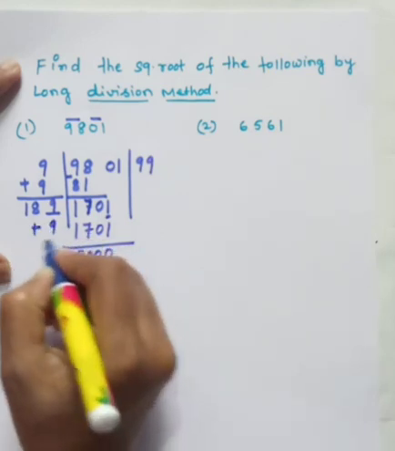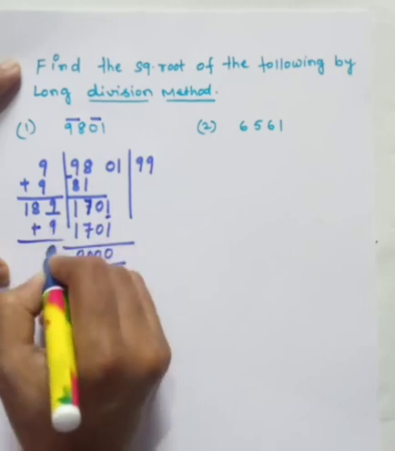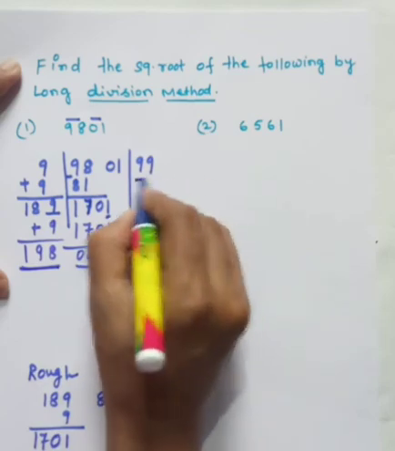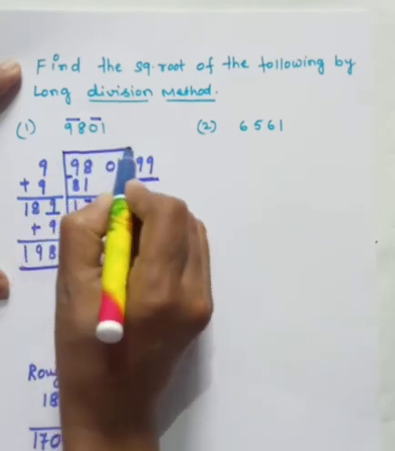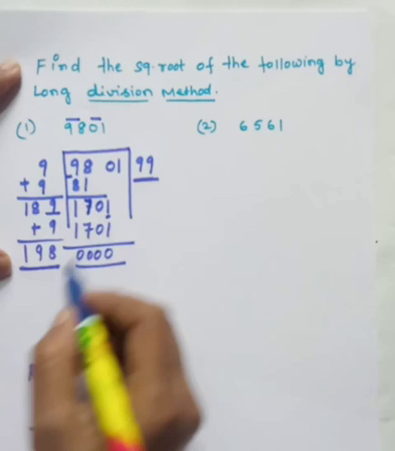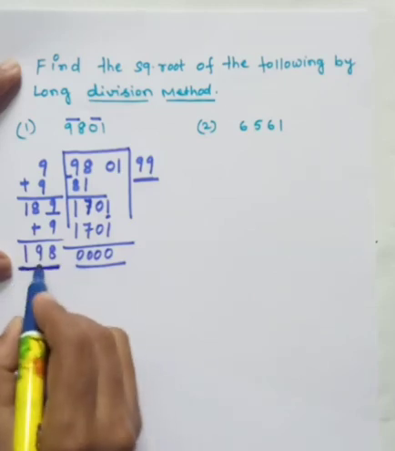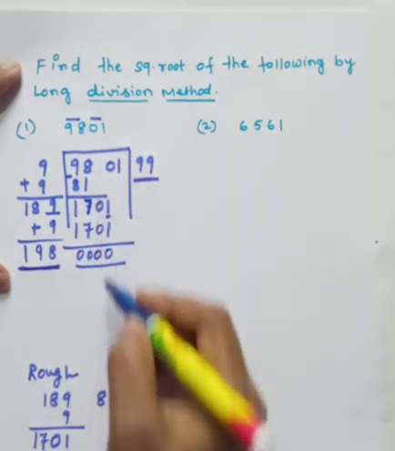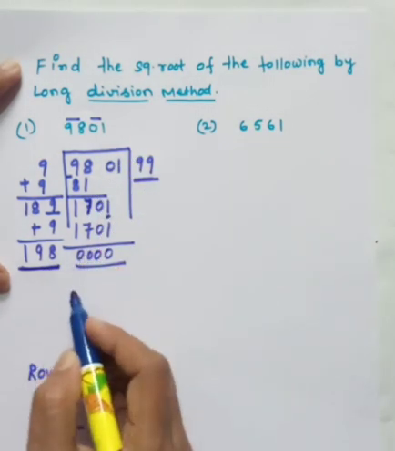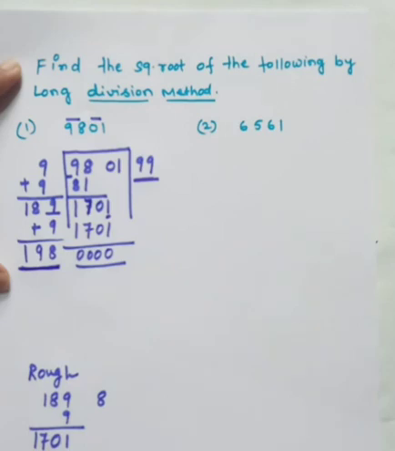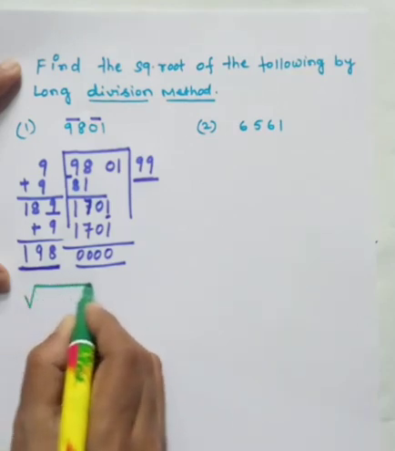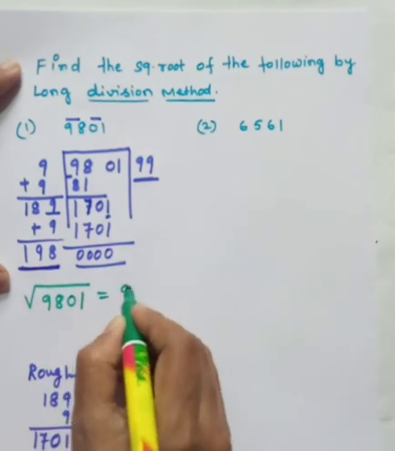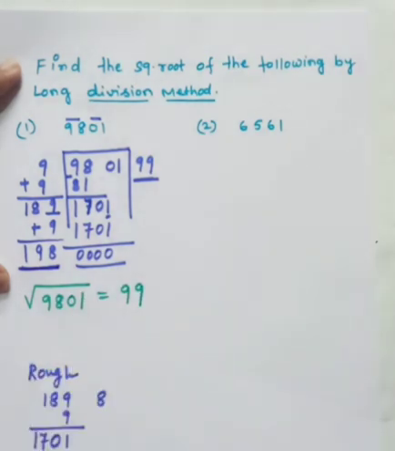Again you have to add 9 here. So 9 and 9, 18, 1, 9 and 1. Here we are getting 198 and here we are getting 99. Quotient is 99. Whatever is left here is always the double of the quotient. If it is coming double, that means your process is correct. So what will be our answer? Our answer will be root of 9801 is equal to 99.